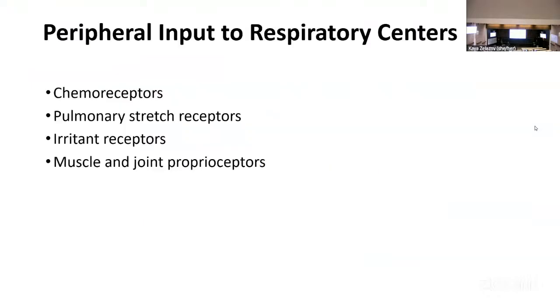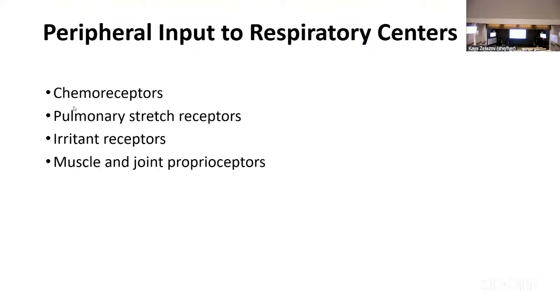Okay, so last time we talked a bit about control centers in the brain and how those relate to regulating ventilation. Today we're going to talk a bit more about the receptors that are important for your body to know that it's time to change how you're breathing. So there are a couple of different kinds of receptors. We've got chemoreceptors, stretch receptors in the lungs, these pulmonary stretch receptors, irritant receptors for stuff like smoke inhalation, and some muscle and joint proprioceptors, so basically sensing the size of different airways.